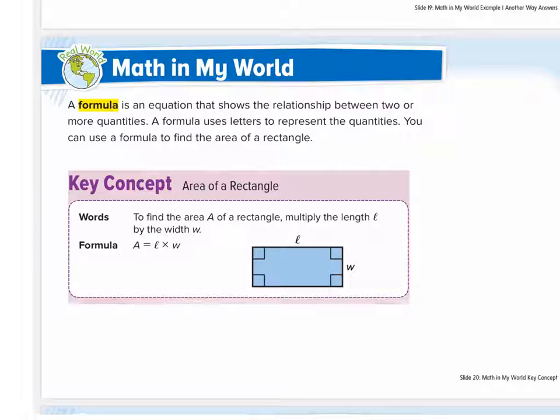A formula is an equation that shows the relationship between two or more quantities. A formula uses letters, like we've been writing, length times width equals area, and we fill in the numbers that associate with those letters. So, to find the area, A, of a rectangle, multiply the length, L, times the width, W, and you will have your area.